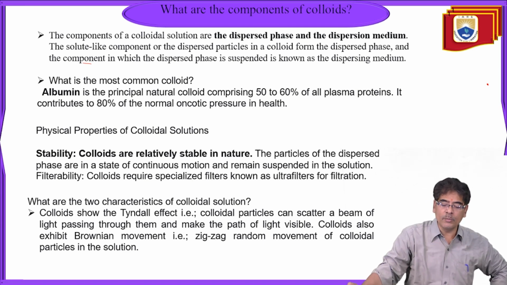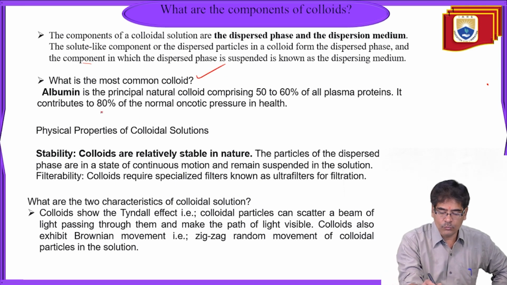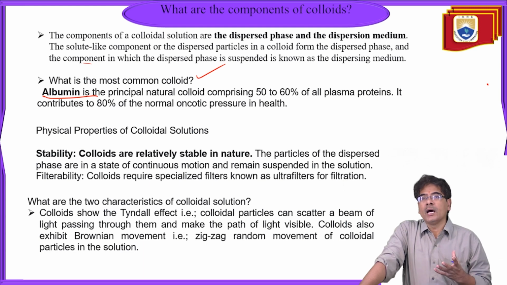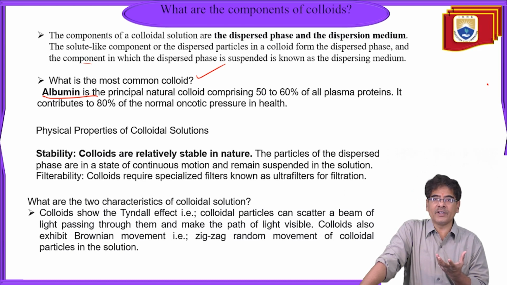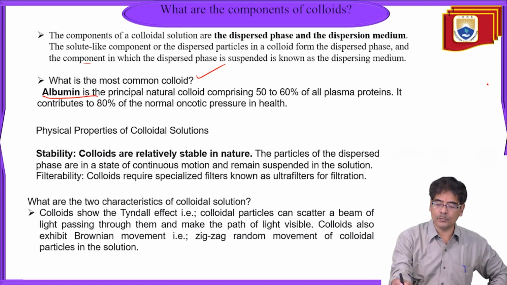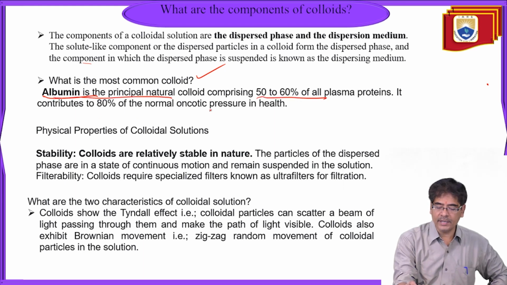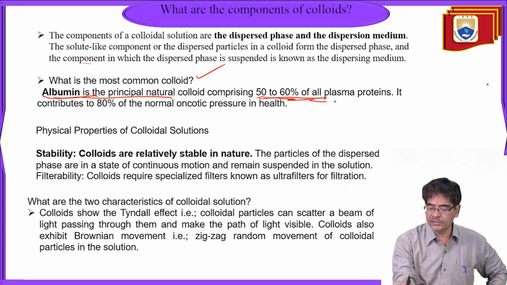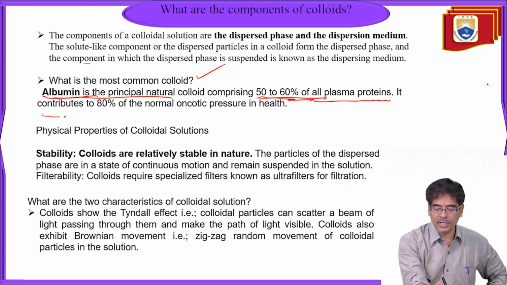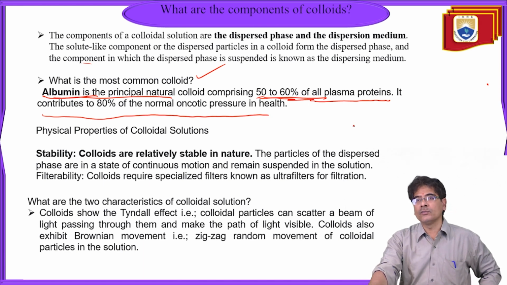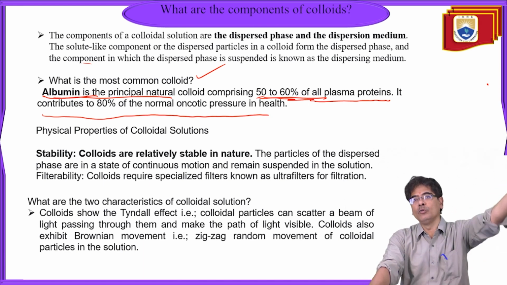So what is the most common colloid? The most common colloid is albumin. Albumin is the principal natural colloid, comprising 50 to 60% of plasma proteins. It contributes to 80% of the normal oncotic pressure in health. So the most common colloid is albumin.